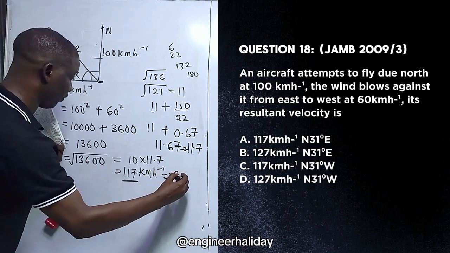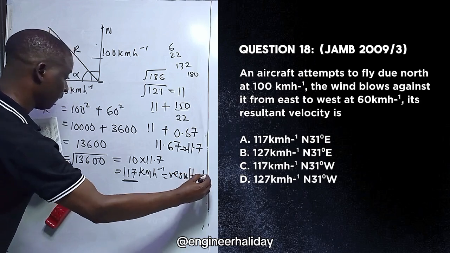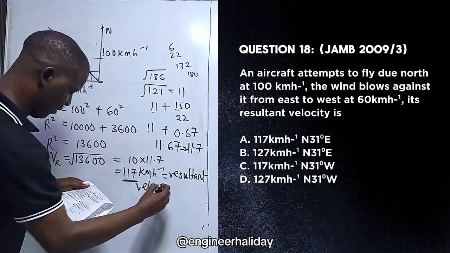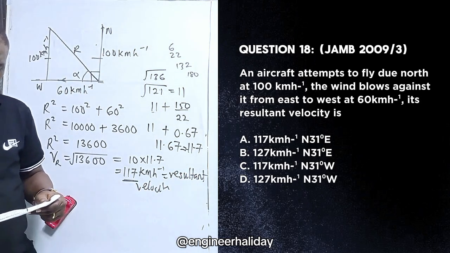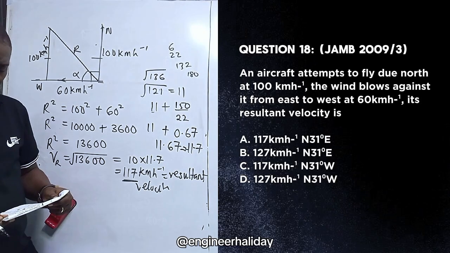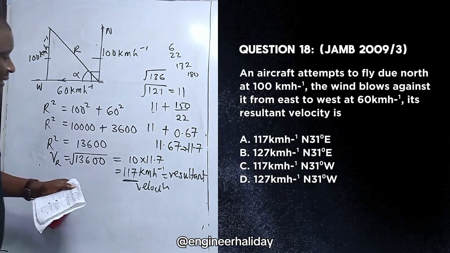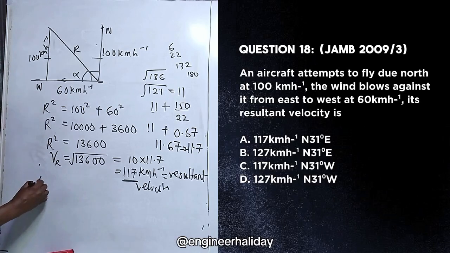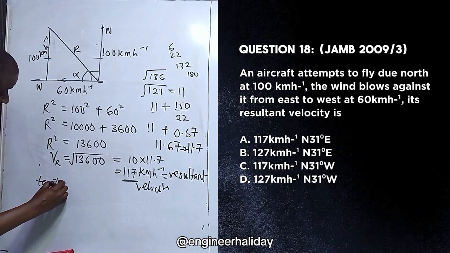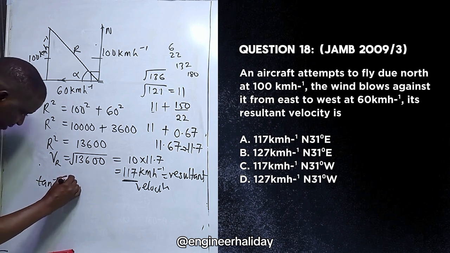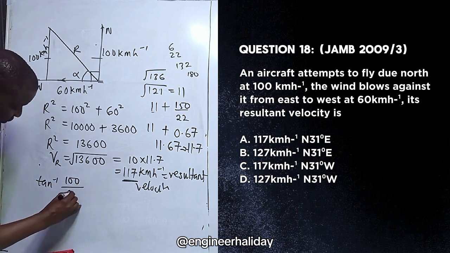So the resultant velocity now is that. Let's see the answer: it is option A. But what about the direction? The direction is tan inverse of 100 divided by 60.